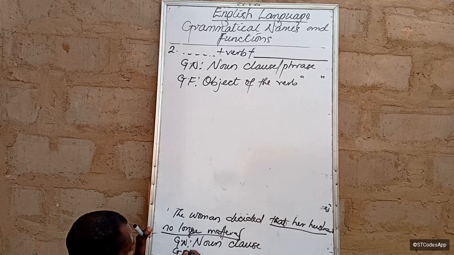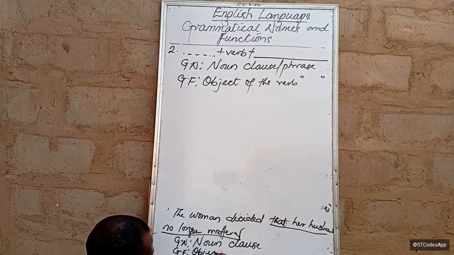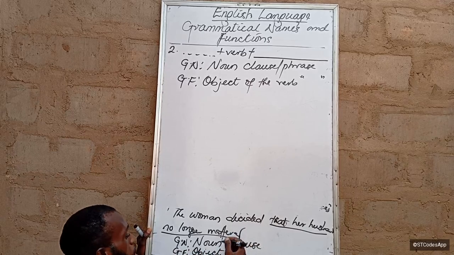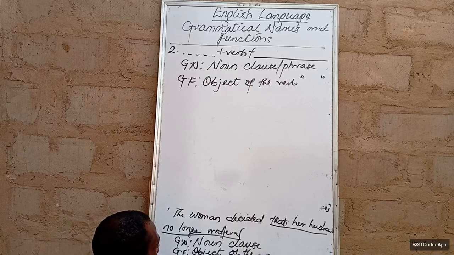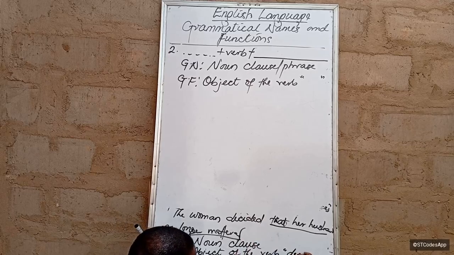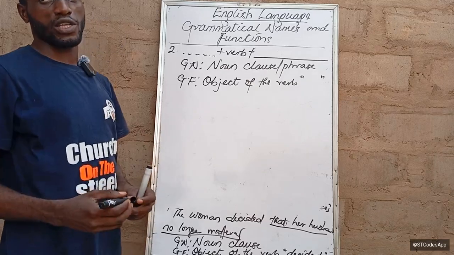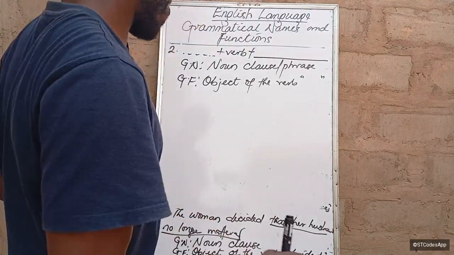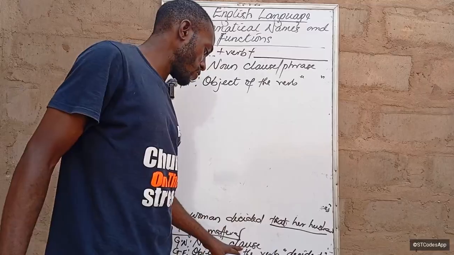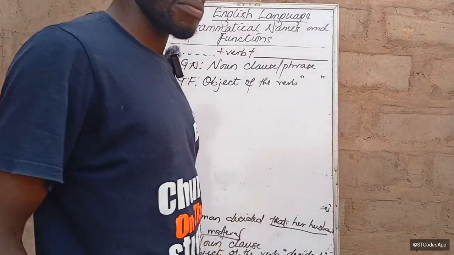Then what will be the function there? The function here is going to be the object this time. Why? Because it's coming after the verb, okay? Object of the verb. Which verb is this? Decided. Is that clear? That's the only example I'm going to give on that, because I already substantiated the context for which we put a clause or a phrase.